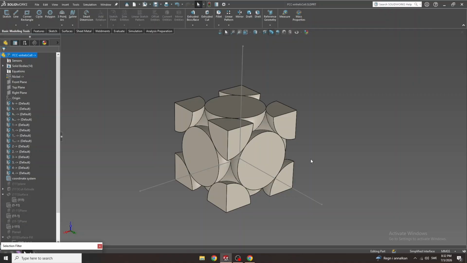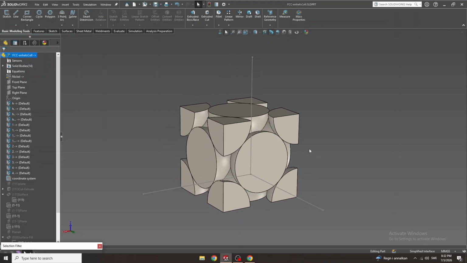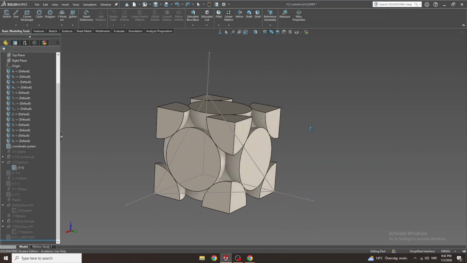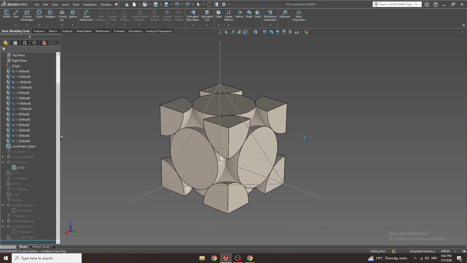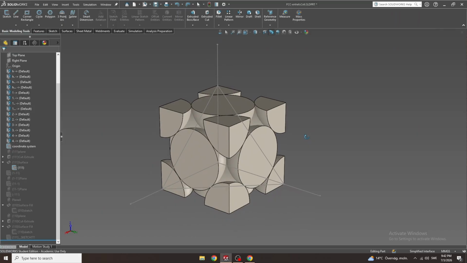But for slip systems we are not interested in how much volume is occupied. We are more interested in which planes and which directions are most closely packed. But before I show you the 12 slip systems, first I will show you just a couple of examples to illustrate what I mean by closely packed.